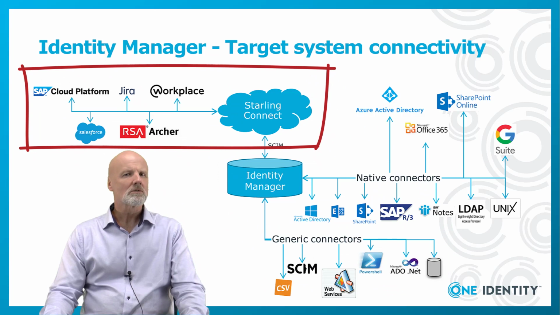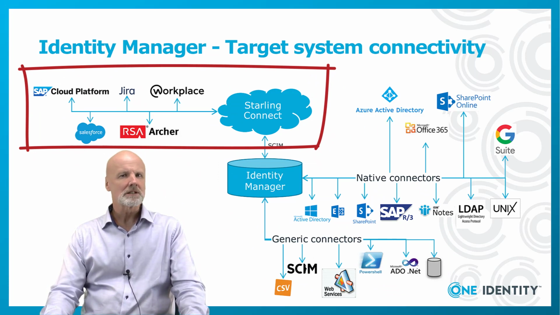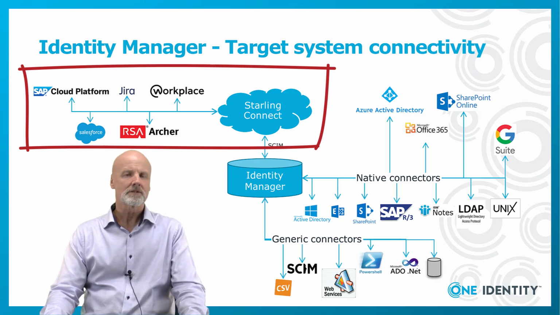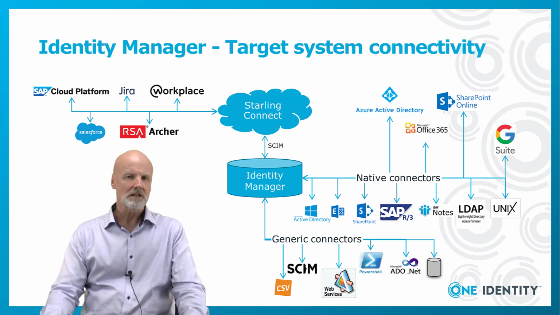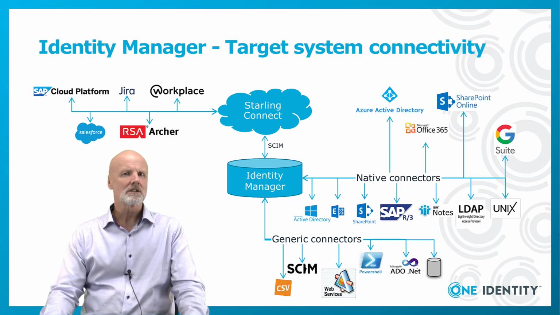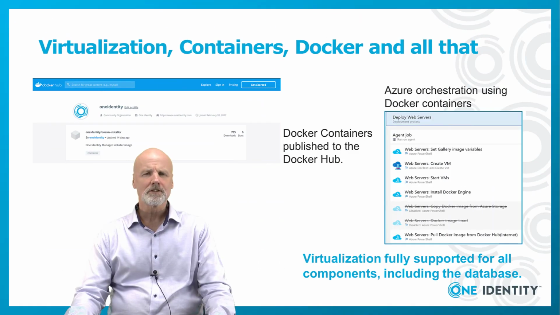On top of that, we also have a connectivity service that we deliver as a service from the cloud. We call it Starling Connect, and that gives you the opportunity to connect to all sorts of SaaS applications. What it means to you is that every application or every target system you have in your environment can be connected to Identity Manager. It's fully supported to deploy Identity Manager in a virtual environment.